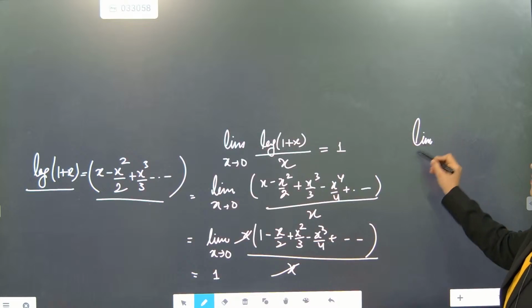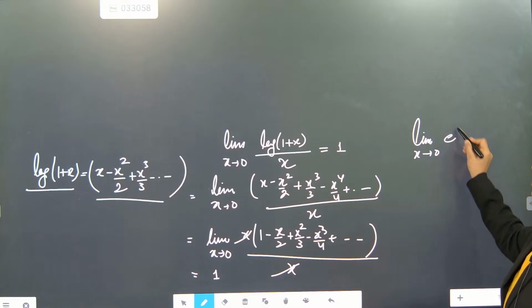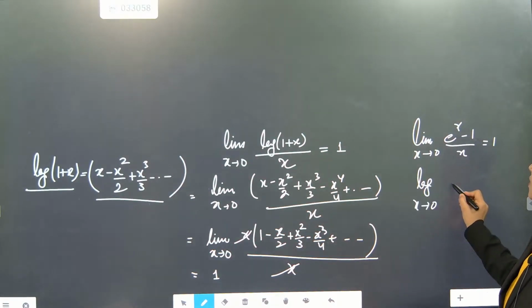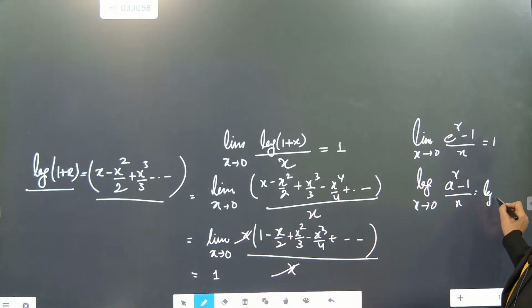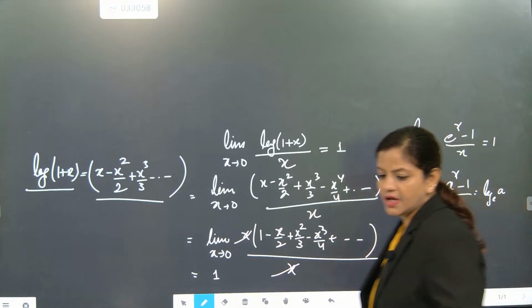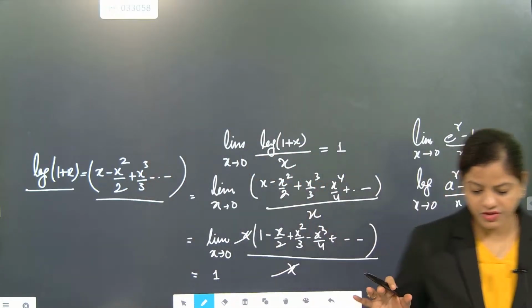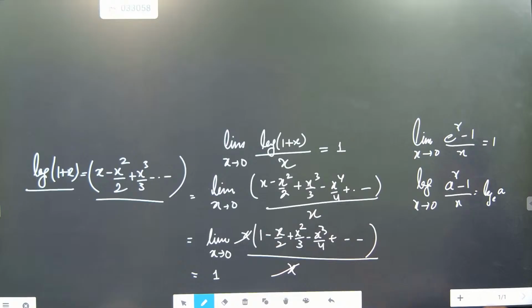These were the shortcut formulas. Limit x tends to 0, e to the power x minus 1 by x equal to 1. Limit x tends to 0, a to the power x minus 1 by x is equal to log base e of a. So these are some formulas we have already studied. Now derivative section we are going to touch. What formula we are going to use in derivative, I am going to show you. Get ready for it, please.